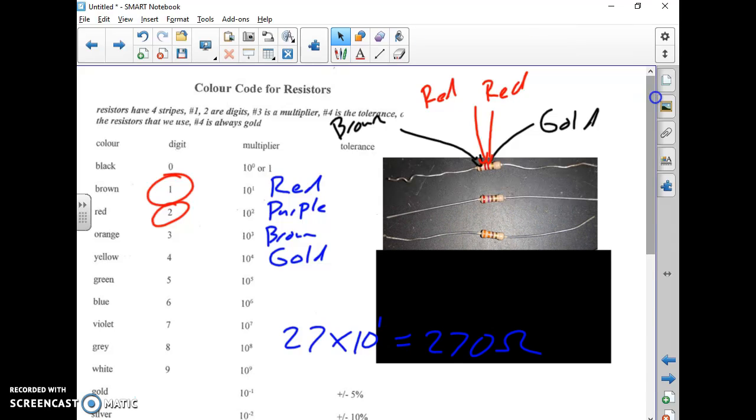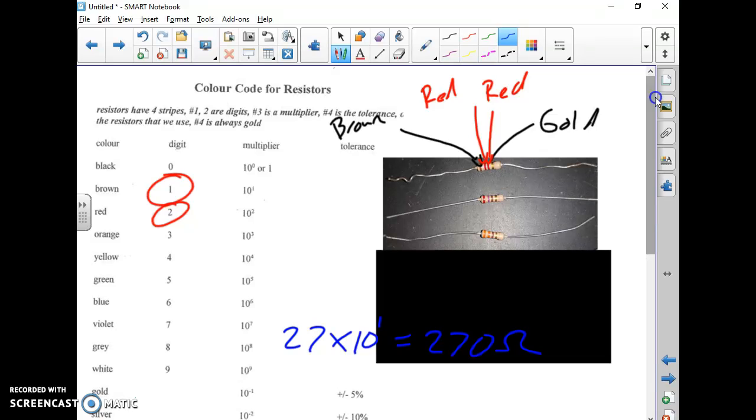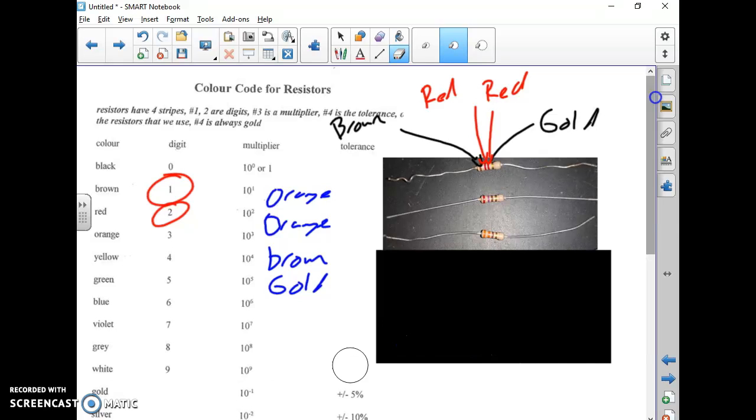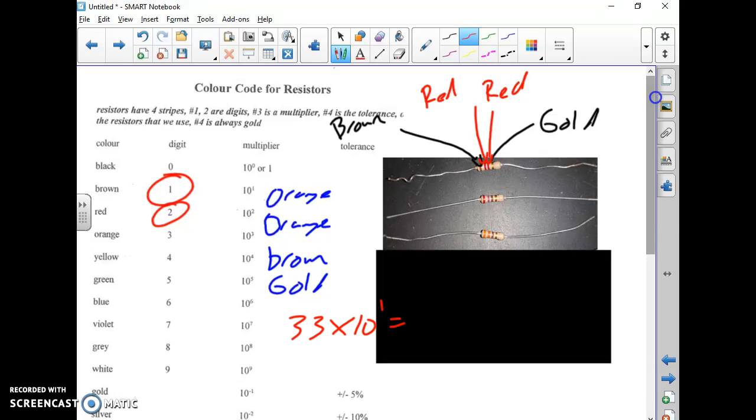Yet again, hit pause on this video, and we can see, because I know it's hard to see the colors, that in this case we've got an orange, we have an orange, we have a brown, and we have a gold. So go ahead and hit pause and see if you can figure it out. Okay, so for our third example there, our resistance is 330 ohms.